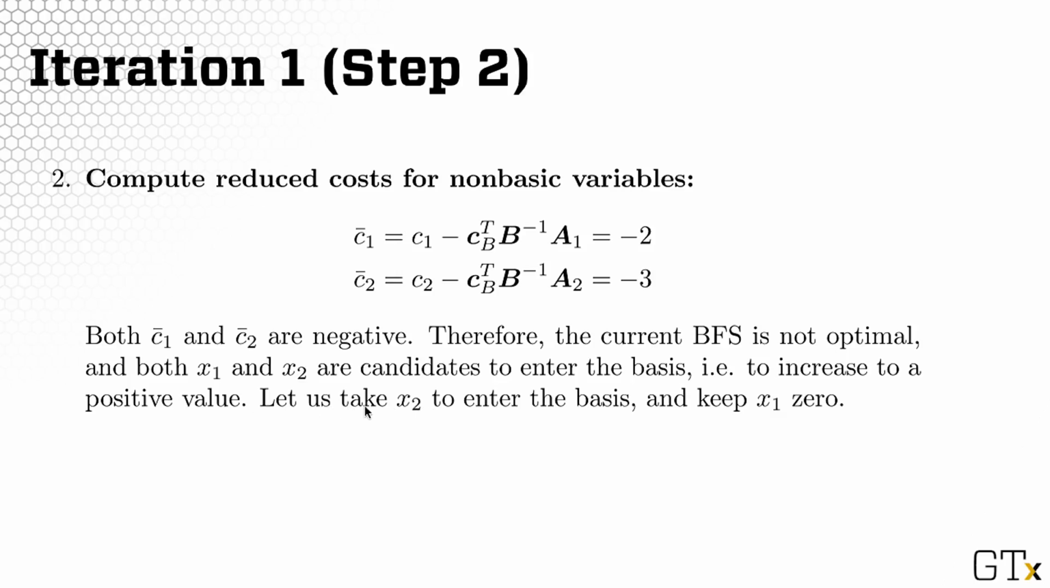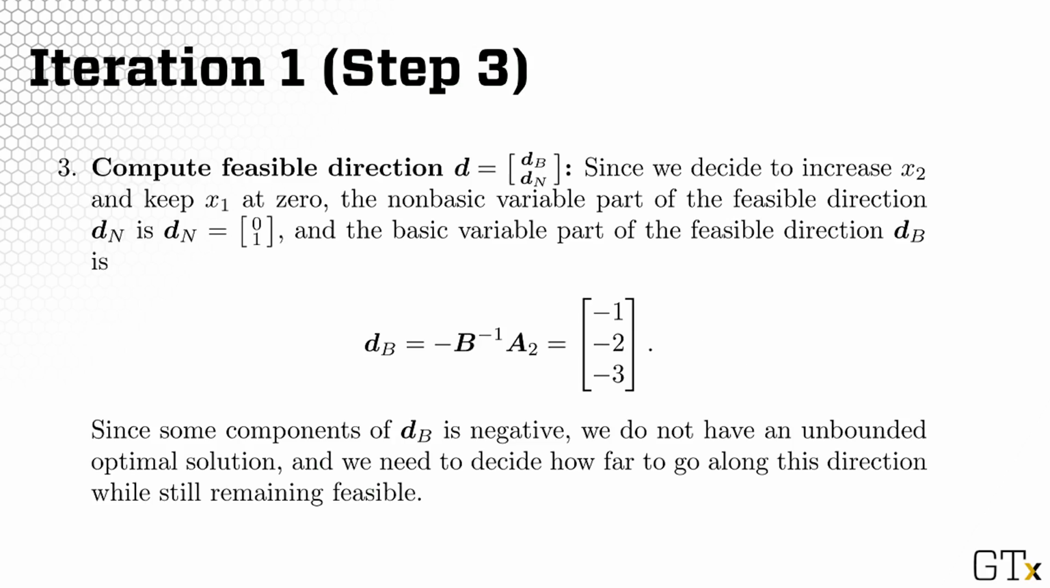Let's take x2 to enter the basis. This is not Bland's rule in this case, but we do not have a degenerate solution anyway. So let's take x2 to enter the basis. You can also take x1. That will correspond to a different trajectory of the simplex method. So given x2 enters the basis, we can compute this direction.